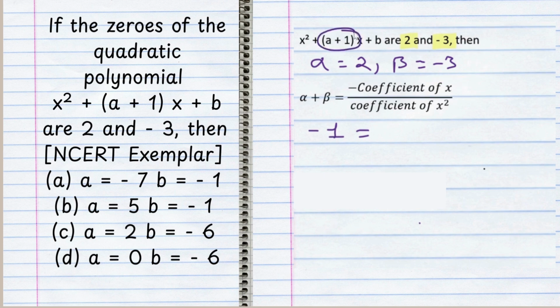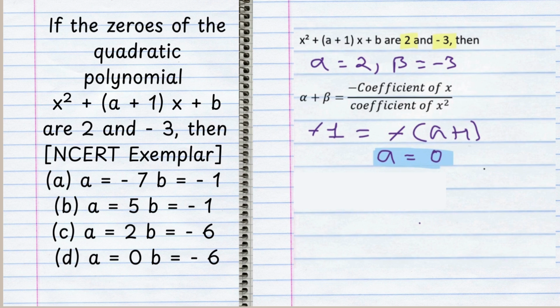And what is the coefficient of x? It is a plus 1. So negative of (a plus 1), divided by the coefficient of x squared, and the coefficient of x squared is 1 in this case. So this divided by 1 is the number itself. Now check here what we can do. We can cancel the negative signs, and on transposing this a to the other side, it gives you a as how much? 1 minus 1, that is 0. So we got the value of a in this case.